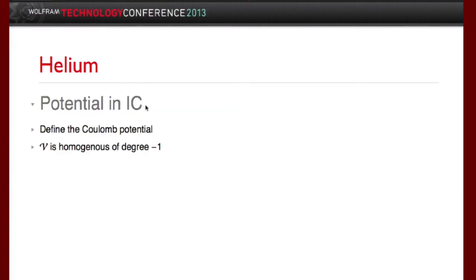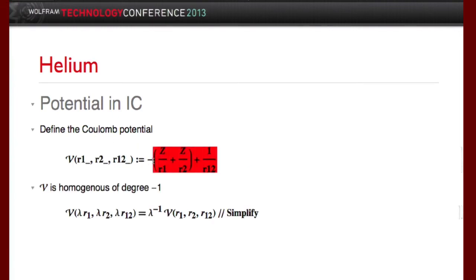The potential is straightforward. Well, first we define the Coulomb potential. We have the Coulomb potential for electron 1, electron 2, and the interaction potential for them. And we can show that the potential is homogeneous of degree -1. We use the definition of homogeneity, so we scale each of the coordinates by a factor lambda, and we show it's the same as having a lambda -1 on the other side. So homogeneity is easy to see.